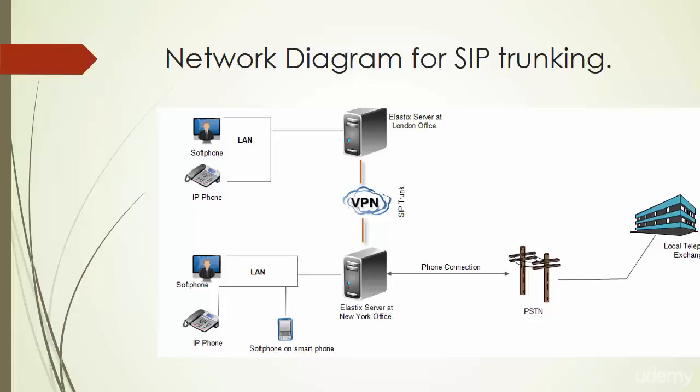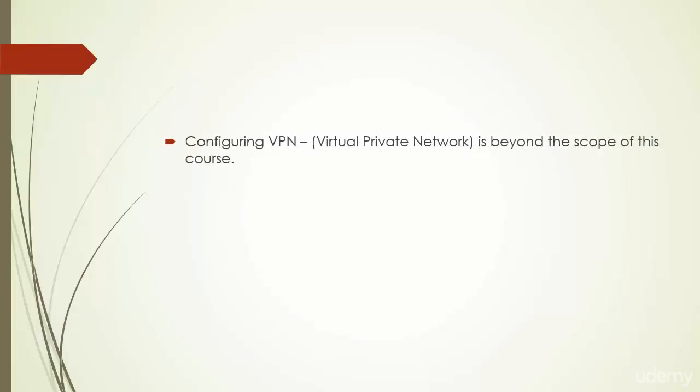What we see additionally on the New York server is that we are also connected to the local PSTN line. I mean to the local exchange telephones. And for that, you have seen in the previous videos that we install the card and we configure the DAHDI and PSTN trunks to be able to connect to the PSTN lines and make local calls on the PSTN. So let's begin configuring the SIP trunk between these two servers.